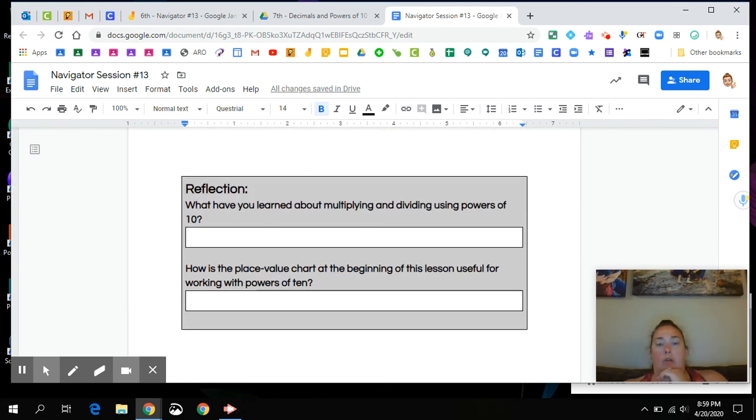So what have you learned about multiplying or dividing using powers of 10? So when I multiply by 10, what happens? When I divide by 10, what happens? Or if I'm multiplying by 100, what happens? Or if I divide by 100, what happens? Okay. And then how is the place value chart that we used at the very beginning useful for working with powers of 10? How was that helpful to be able to solve any of these problems?